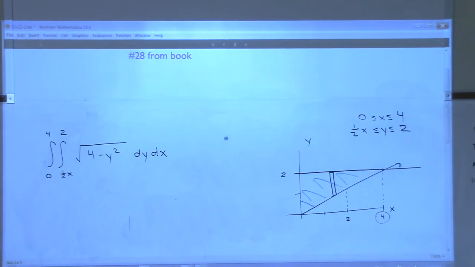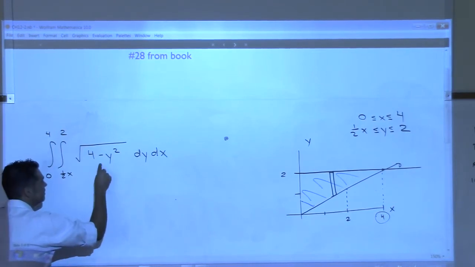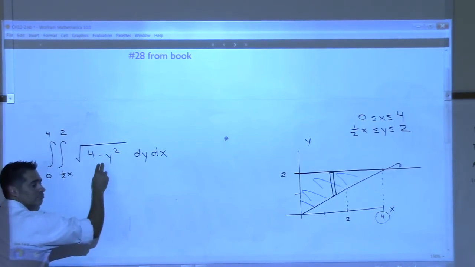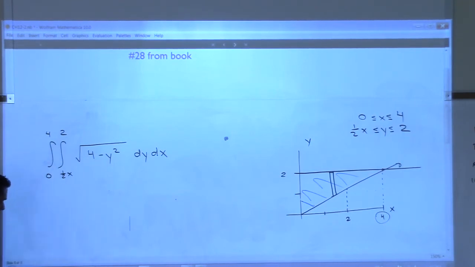Now, do you feel like that's an integral you'll be able to do? The square root of 4 minus y squared with respect to y? How would you do that? I heard it. Trig sub. There's actually a formula in the back of the book for it also, but trig sub would be the way to go after that one. So that's a doable integral. At least the inner integral is doable. You'd have to see what was left after that.